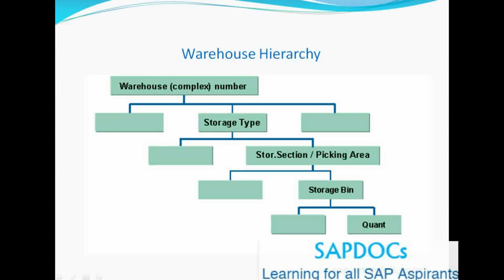Let us now have a look at the warehouse hierarchy. At the top we have the warehouse number. Then we have something called the storage type. Below the storage type we have something called the storage section or the picking area. Below the storage section we have something called the storage bin. And finally we have the quant. If your warehouse is storage unit managed, then the storage unit would come just below the storage bin and above the quant in a warehouse hierarchy. This is just for information.